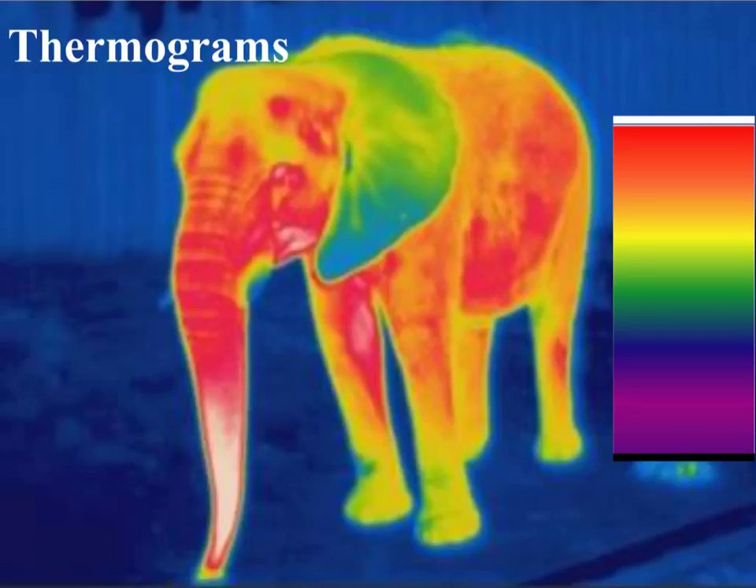Thermograms use colour to represent the temperature of an object, with whites and reds being the hottest areas, and blue and violet being the cooler areas. So you can see on this elephant, actually this part of his trunk is the warmest area, and the background, where there's an absence of heat, is much cooler.